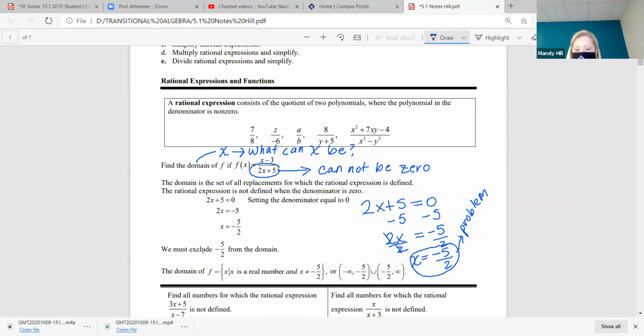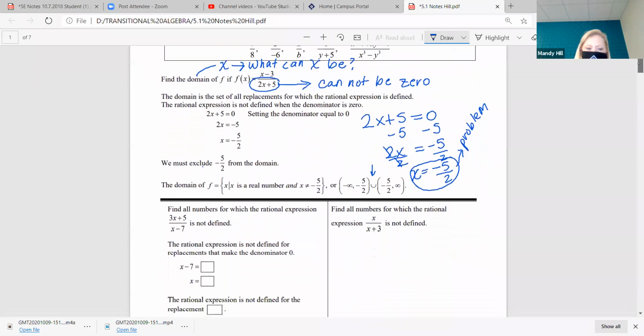Okay, this one says the exact same thing. It just looks different. It says all the numbers are good from -infinity all the way to -5 over 2, but not including -5 over 2. Then there's a break here, right? Then start it up again at -5 over 2 to infinity. So this one place, -5 over 2, is a break. And these two statements mean the same thing. We're going to talk about this some more.